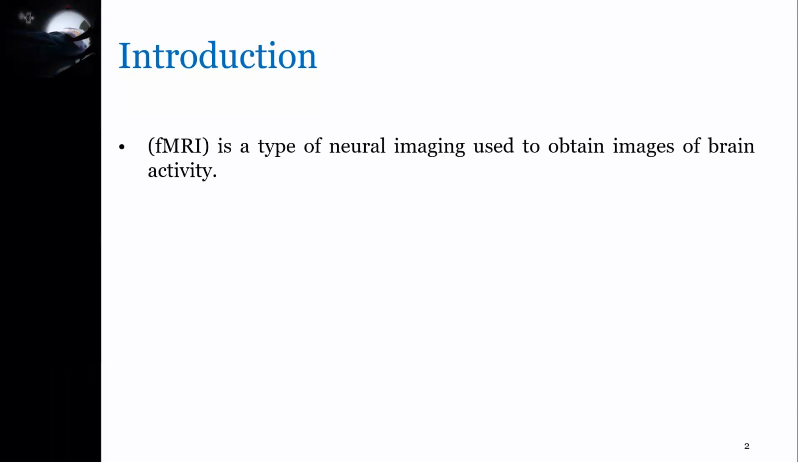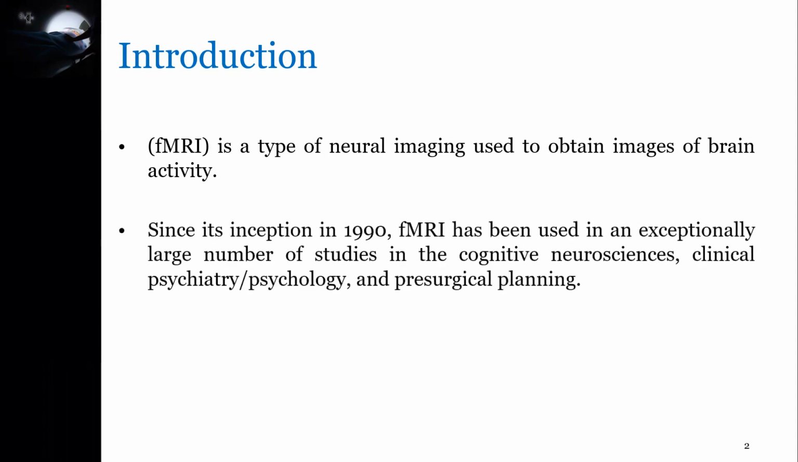In the beginning, functional magnetic resonance imaging, or fMRI, is a type of neural imaging used to obtain images of brain activity. Since its inception in 1990, fMRI has been used in an exceptionally large number of studies in the cognitive neurosciences, clinical psychiatry, psychology, and pre-surgical planning.